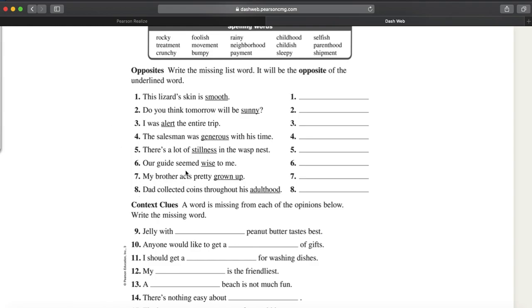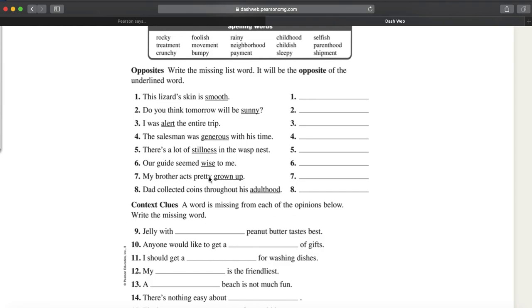Our guide seemed wise to me. What's the opposite of the word wise? Wise, like a wise man, you know. You remember the story we took, that someone wanted knowledge from a wise man because he has lots of knowledge. So what's the opposite of wise? To be foolish. Say the word foolish.